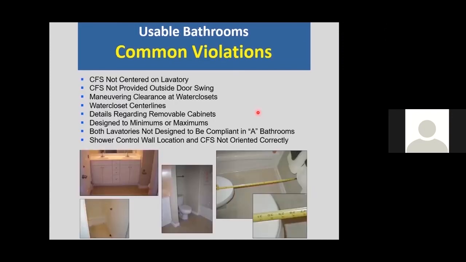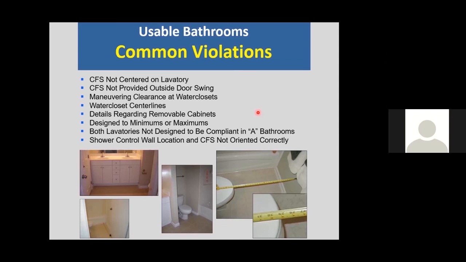Common violations here: clear floor spaces aren't centered on the lavatory. A huge one I see is that we don't have 30 by 48 inches beyond the door swing. I see that a lot, especially in compartmentalized bathrooms. Let's say we have a Jack and Jill double vanity. As soon as we go into the bathroom, then we have a privacy water closet compartment with a door. We have to have 30 by 48 inches beyond the swing of both doors for each compartment.